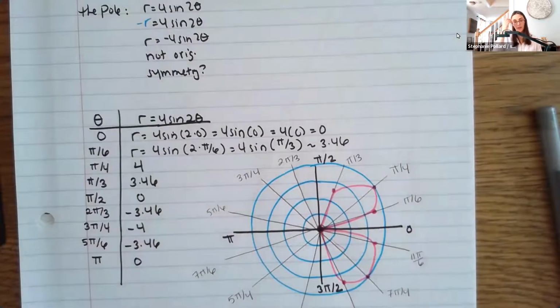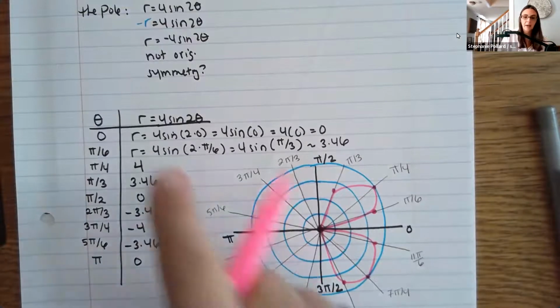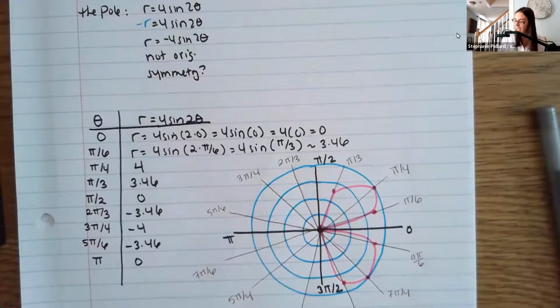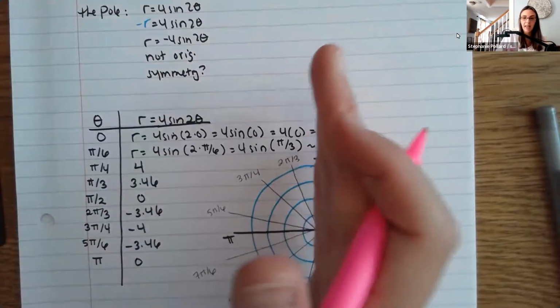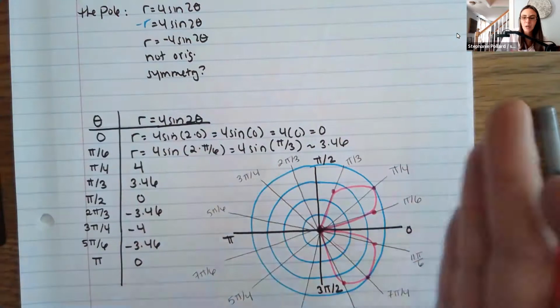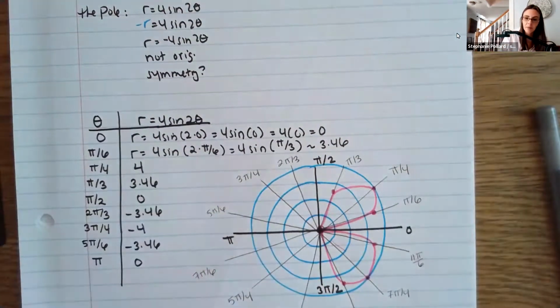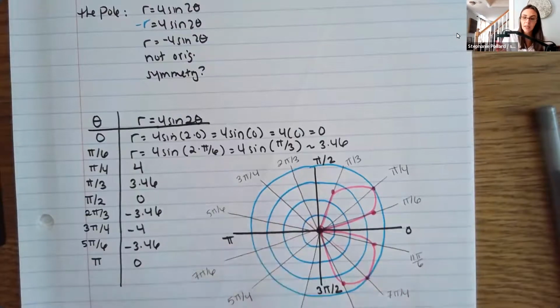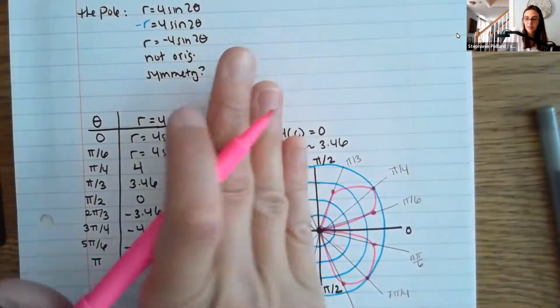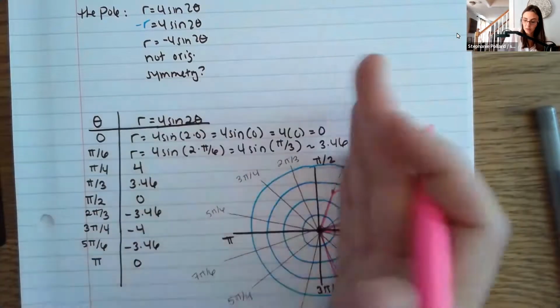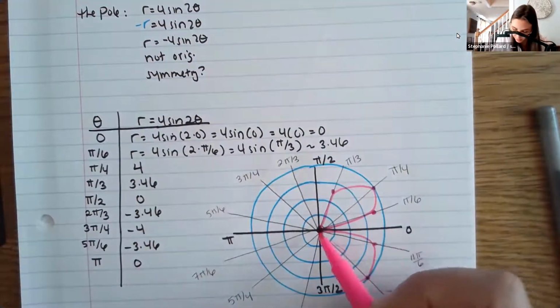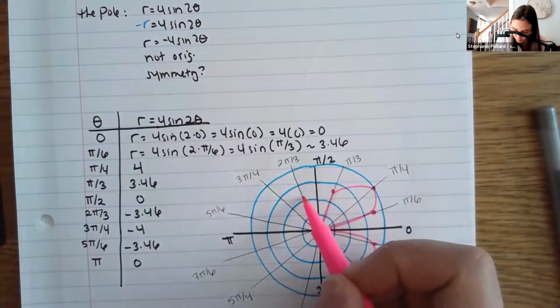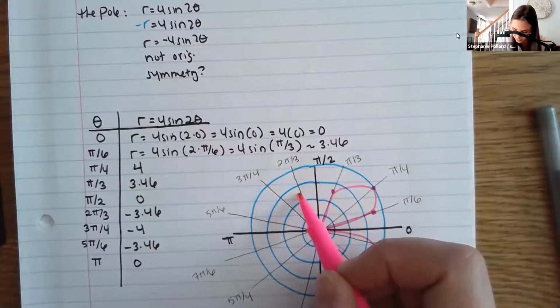Now, I do have to complete this, right? Because I don't have that pattern here. But because I know I have symmetry with the line pi over 2, with this line here, I have that left to right symmetry. So if I want to, I can continue making my table from pi now to 2 pi, or I can use that symmetry and really mirror this image across, because I know it is definitely symmetric with pi over 2. So that's one way that you can do it. So I'm going to go ahead and just try to use that symmetry here.